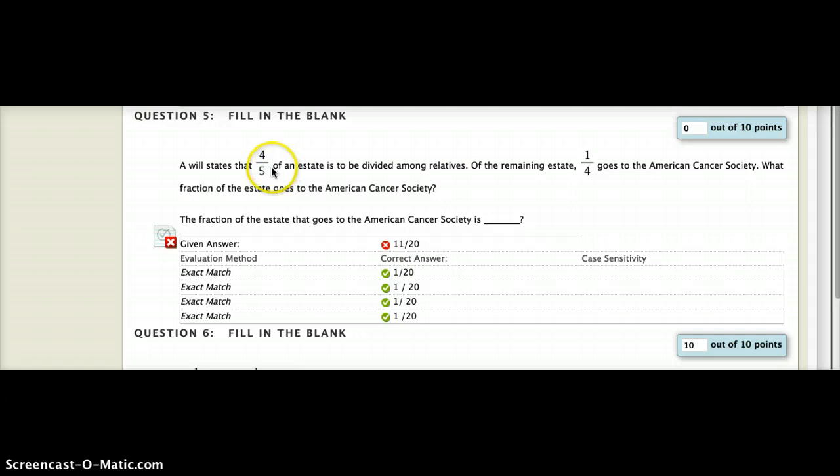So since 4/5 is going to the relatives, that means only 1/5 is left. And of that 1/5, 1/4 is going to the American Cancer Society. So we're taking the 1/5 that's left and dividing it by 4, or multiplying it by its reciprocal, which is 1/4, and we get 1/20.